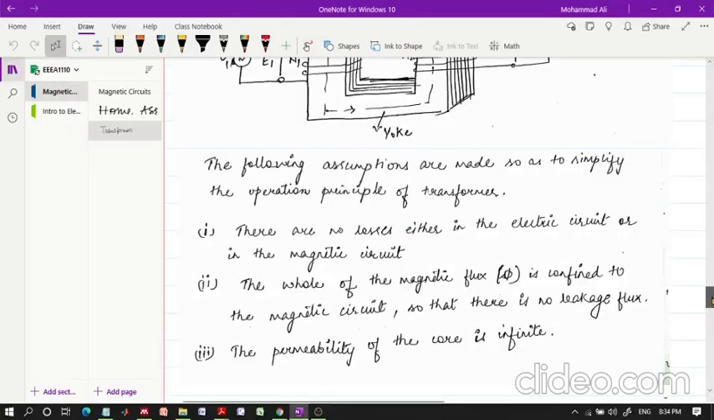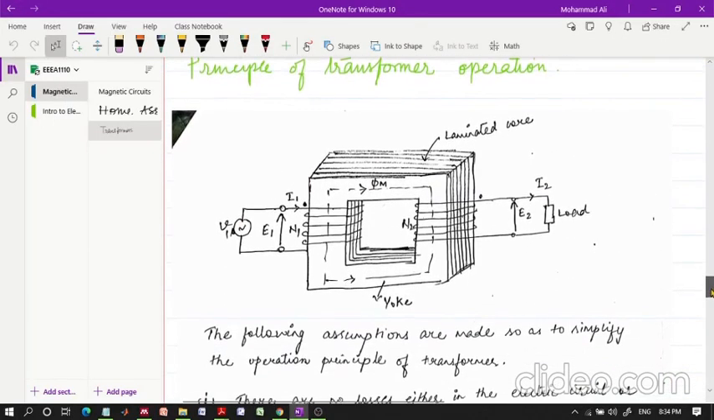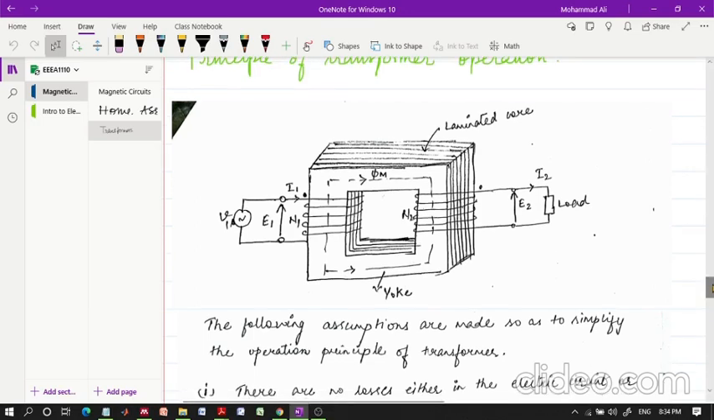So, dear students, let us continue our previous discussion on transformers. We are going to consider certain simplicities in order to understand the operation of the transformer and its EMF equation.